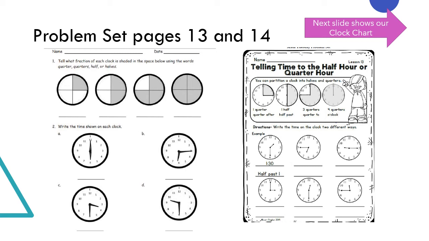And on D, the hour hand is coming close to the 10, but it's not there yet. So you could say half past blank or write the digital time. And on page 14, you are going to be writing the time 2 different ways for each clock. The first one has been done for you. It shows 1:30, that's the digital time, or you could say half past 1. Please write it the 2 different ways on the following clocks.